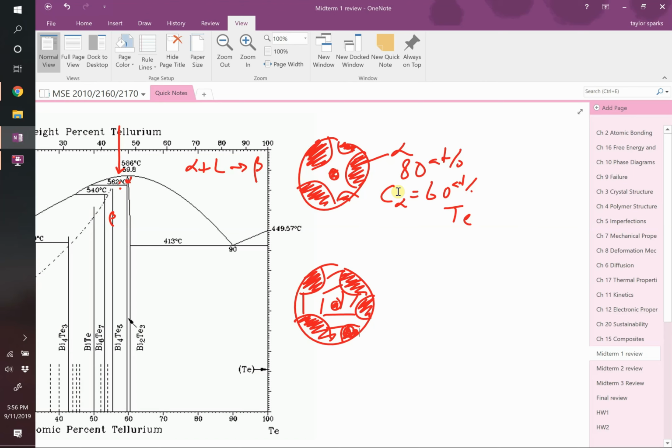Is eutectic structure synonymous with lamellar structure? Yep, eutectic, eutectoid, lamellar structure are all the same thing.